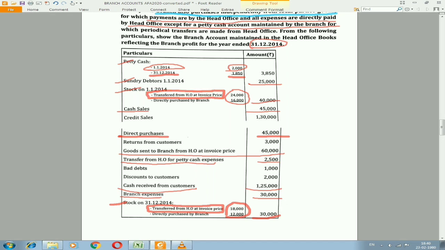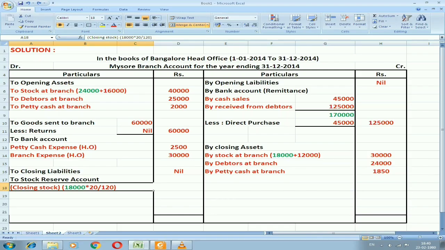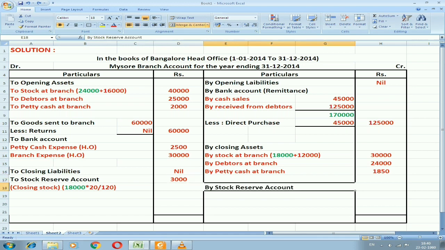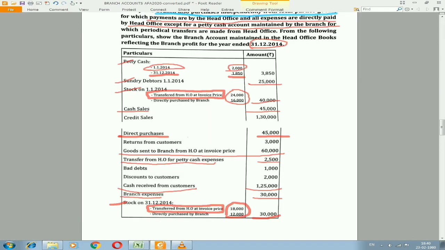And this will be applicable also for opening stock. Stock reserve account on closing stock with an amount of rupees 3,000. On the credit side, we are going to record stock reserve account on opening stock, amount of 24,000 into 20 divided by 120. Remember, it is only on the goods sent by the head office.